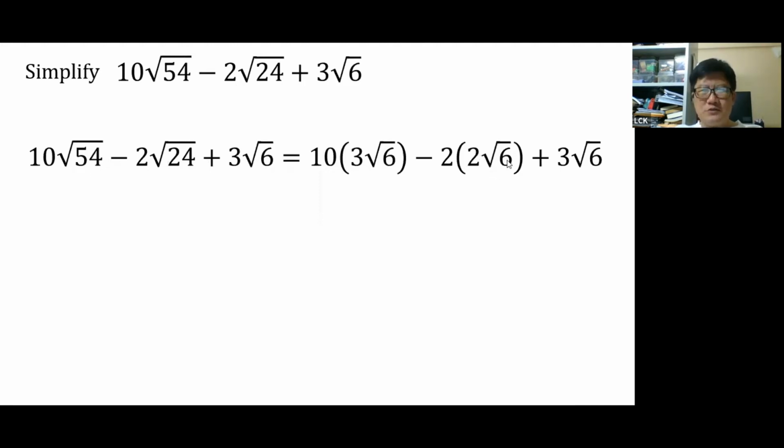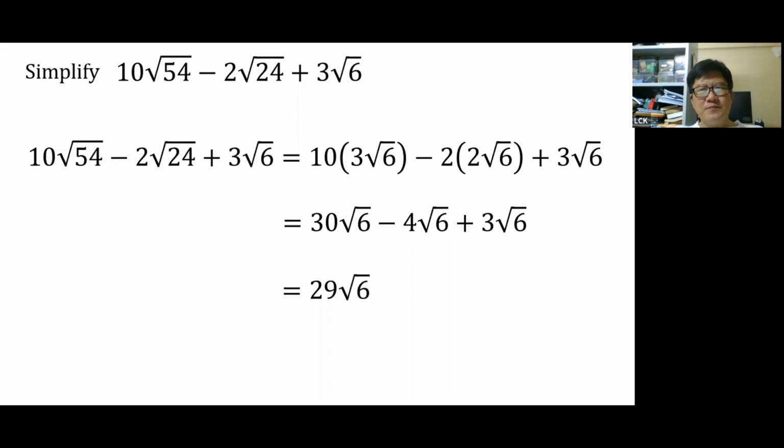So it's a 2 square root 6. And retain this 3 square root 6. So when you simplify this further, do the spring cleaning, clear up everything. 10 times 3 is 30. 2 times 2 is a 4. And the plus 3 remains. So 30 minus 4 is 26. 26 plus 3 is 29 square root 6. And that should be your answer.